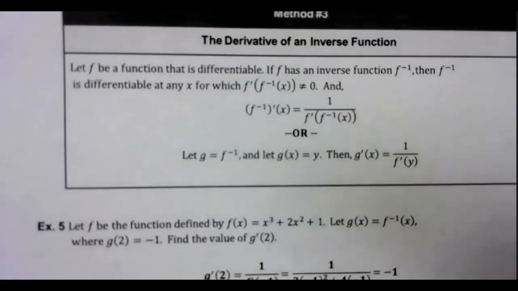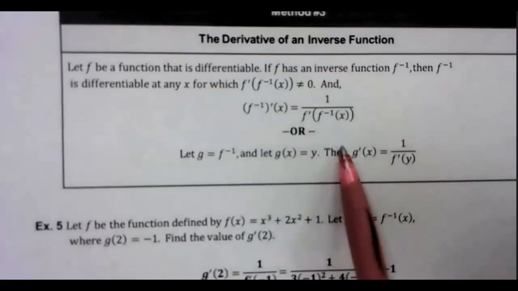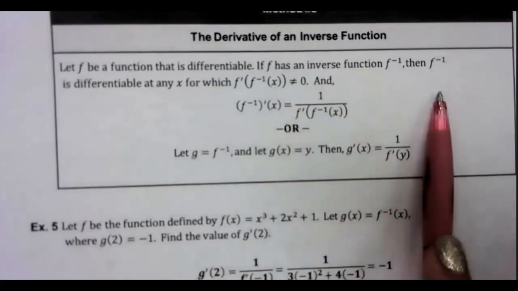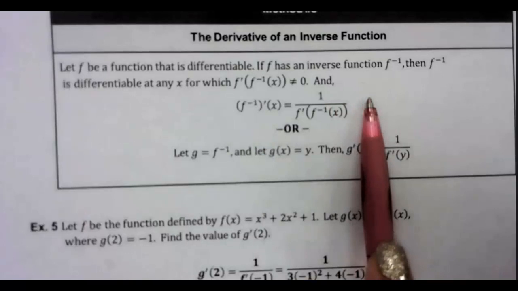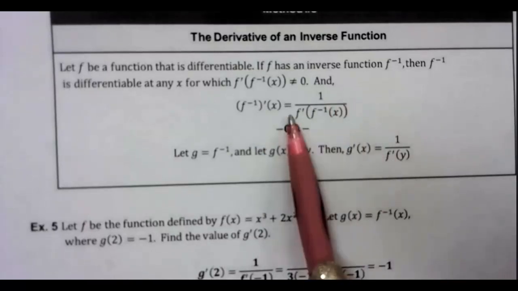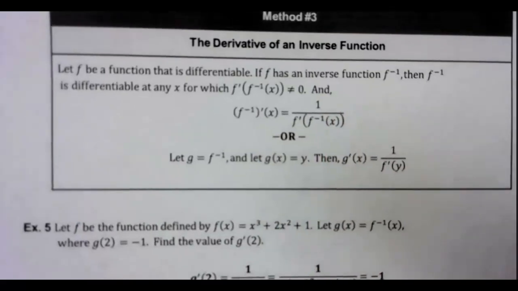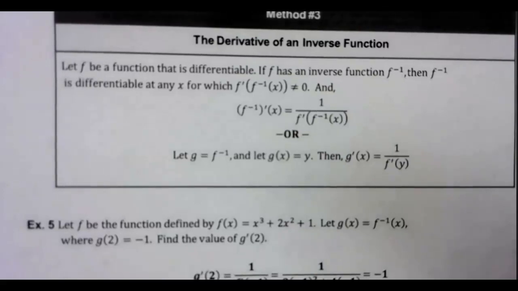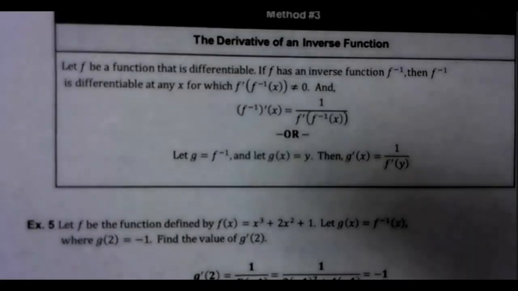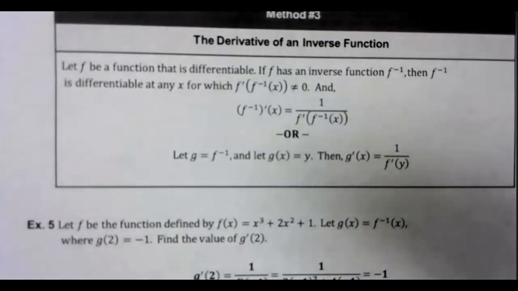Okay, and then the method we learned first, which is the definition of the derivative of an inverse function using a formula. So that formula is that 1 over f prime of f inverse of x at that point. And then finding your values.